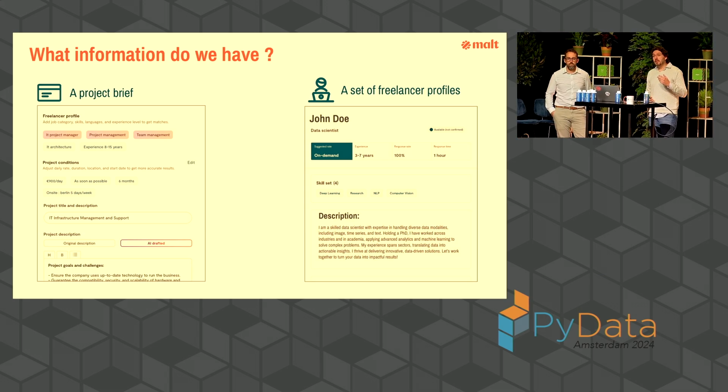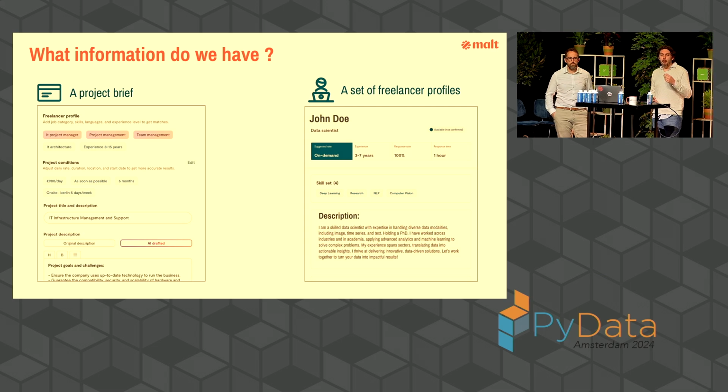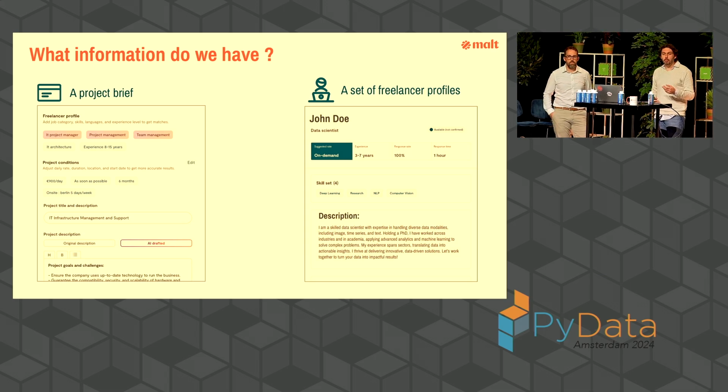Then we ask them for some business information: how much they are willing to pay, when the project should start, and how long it should be. Finally, we ask them to describe the mission with a mission title and a mission description. On the other hand, the freelancers have profiles on our platform. This profile contains information about themselves, with a job title, a job category, some skills that they possess, but also a description about who they are and what they can do, and some past experiences.